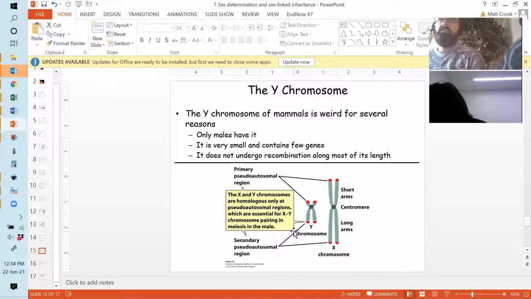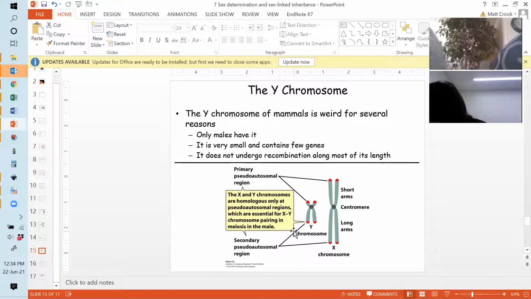Now, because they don't undergo much recombination, you don't get very much shuffling, right? So all of our autosomes and even the X chromosomes in females, hang on. There you go, batty dog. Off she goes.